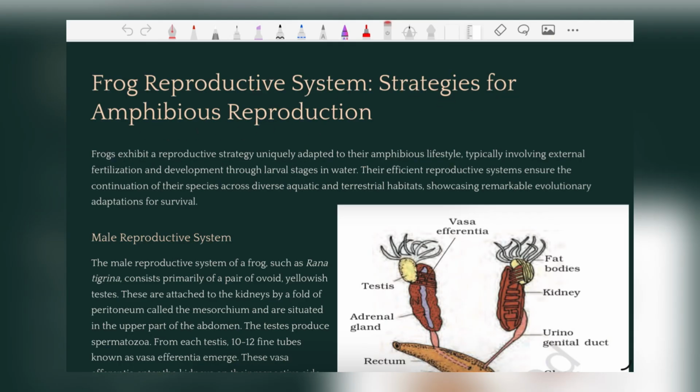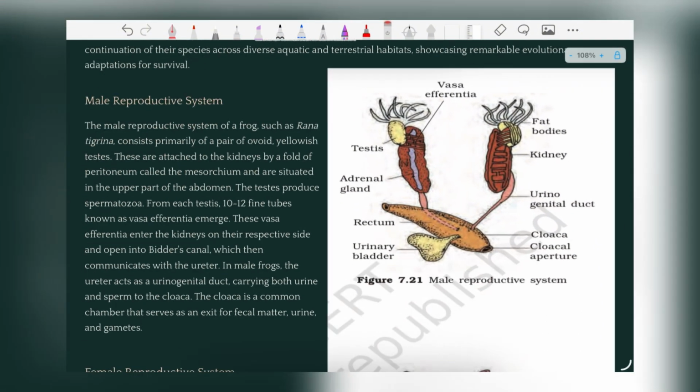Strategies for amphibious reproduction. Frogs exhibit a reproductive strategy uniquely adapted to their amphibious lifestyle, typically involving external fertilization and development through larval stages in water. Their efficient reproductive system ensures the continuation of their species across diverse aquatic and terrestrial habitats, showcasing a remarkable evolutionary adaptation for survival.